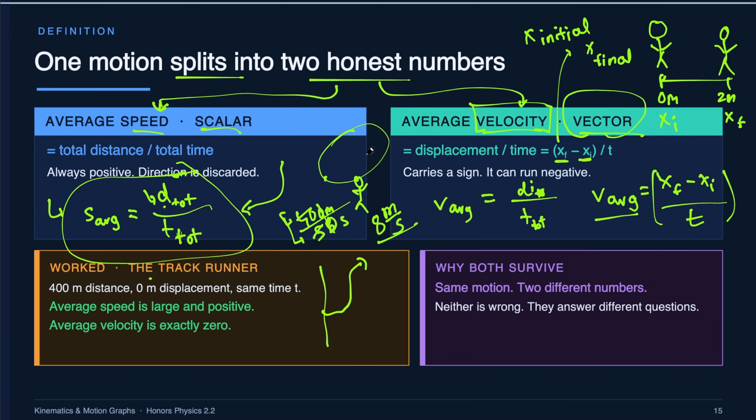But if you calculate your average velocity, it would be displacement. Your displacement is 0 meters because you ended at the same place, over whatever time, doesn't matter, right? 0 just gives you 0. That's why it's different. That's why it's important to track average speed versus average velocity.